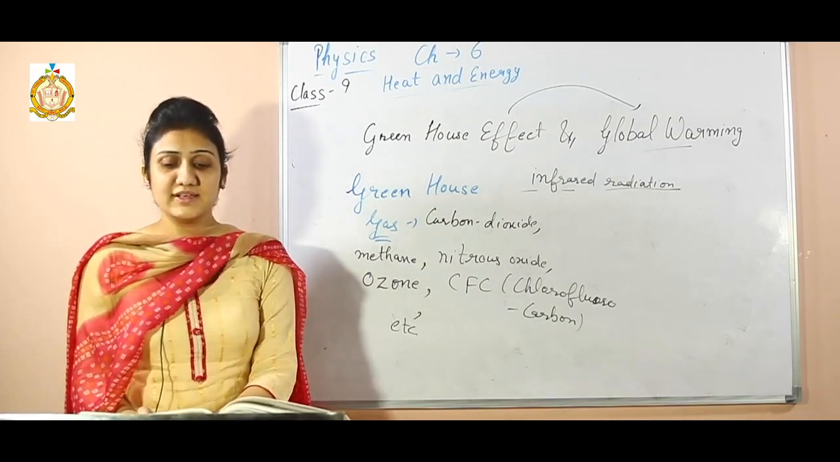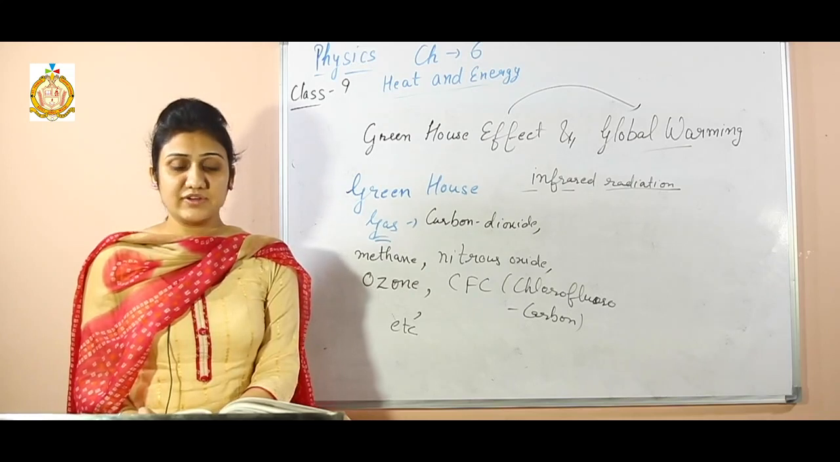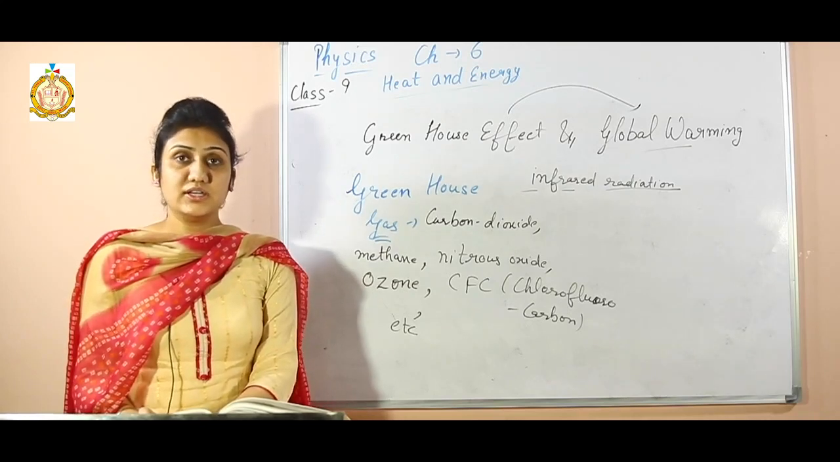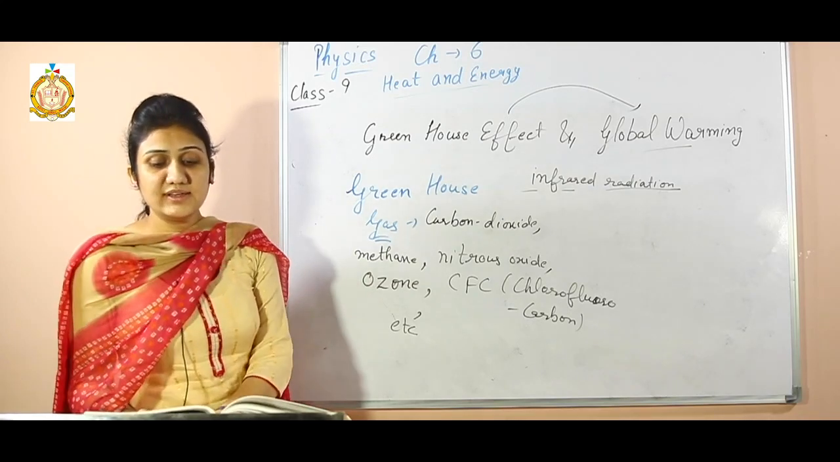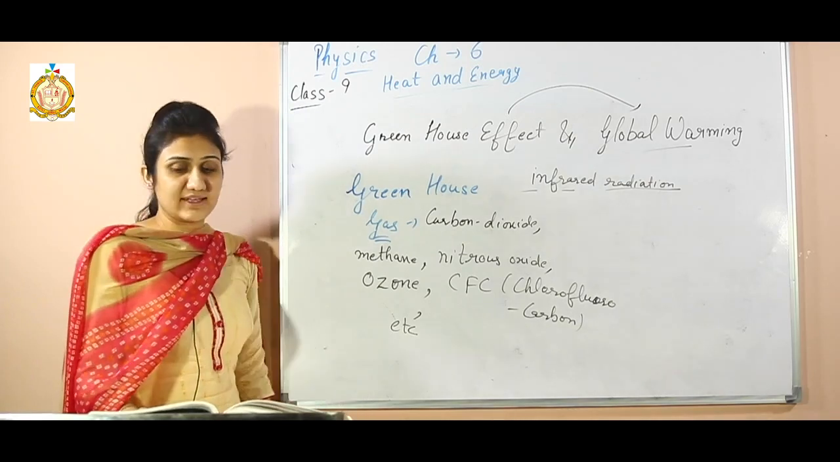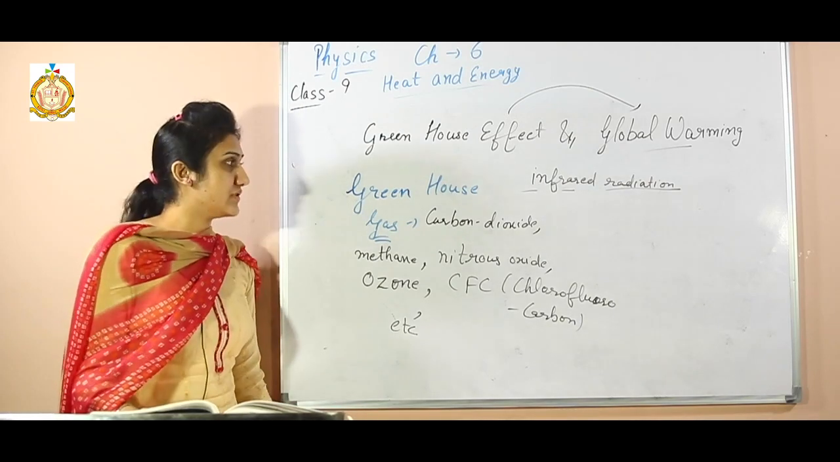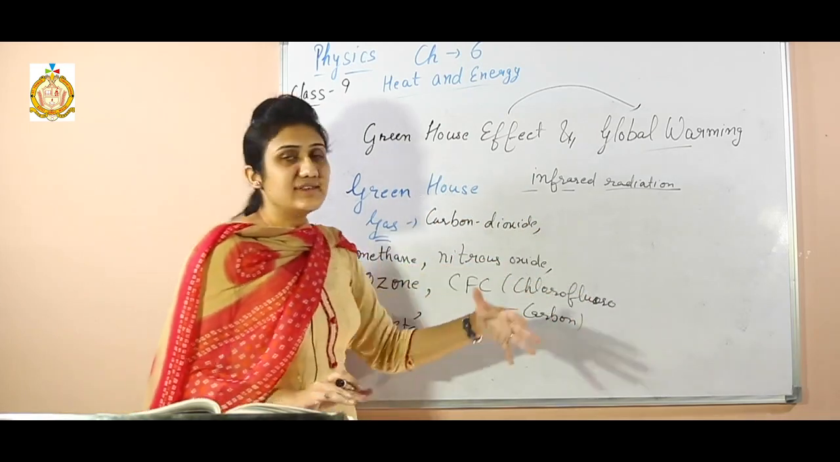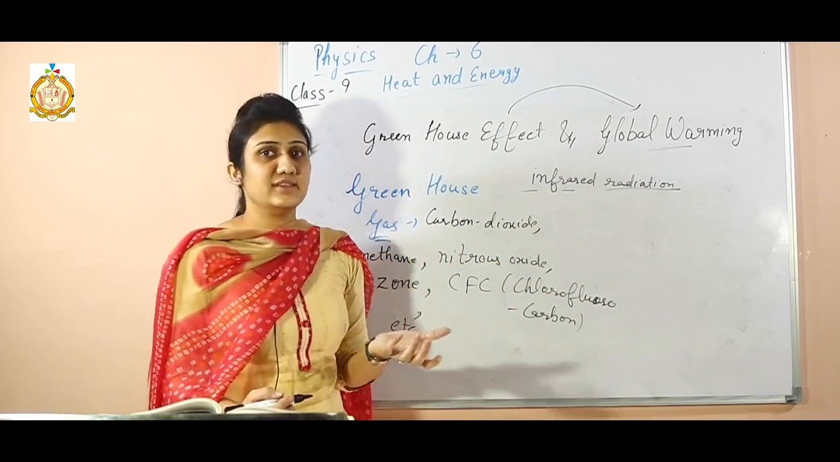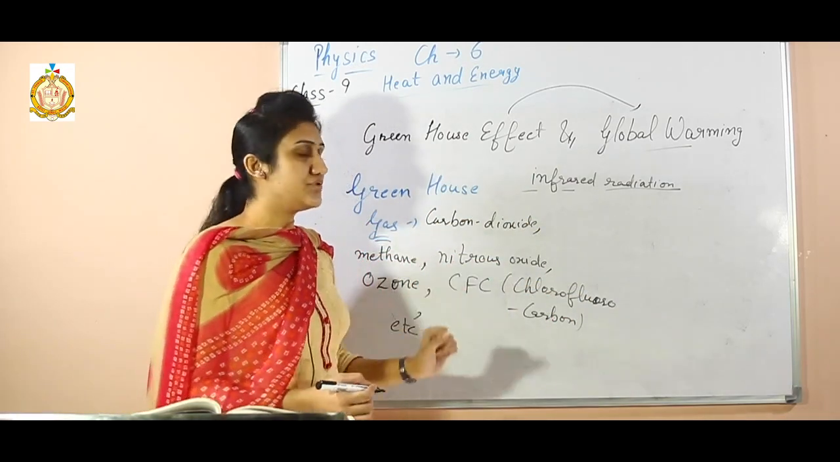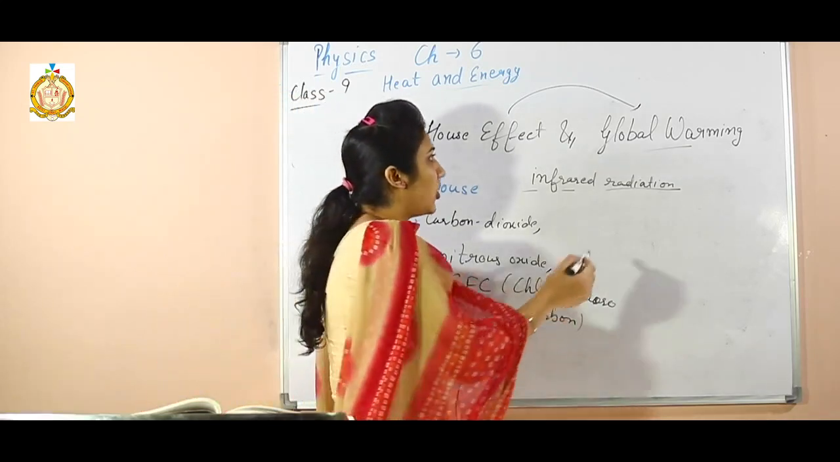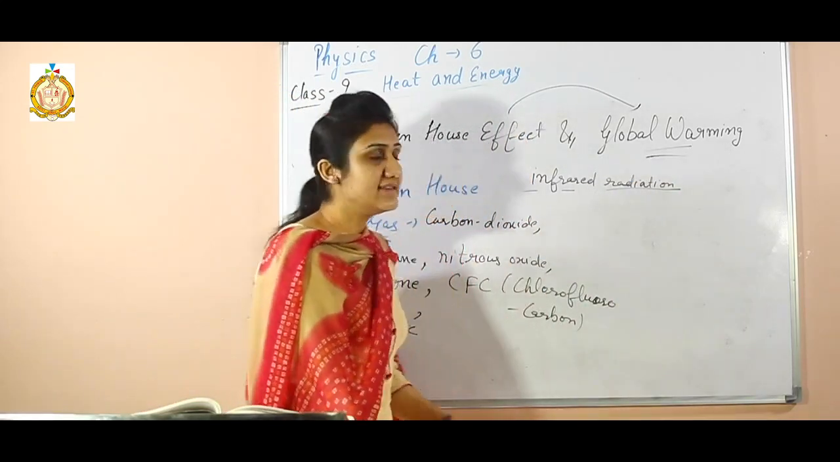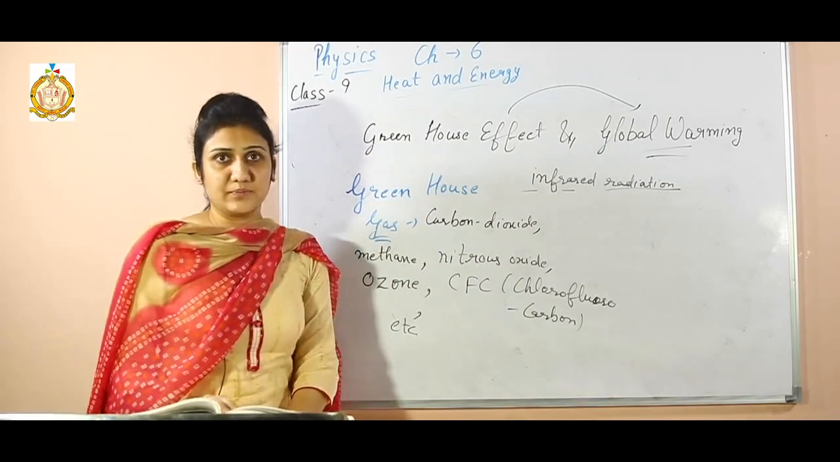Global warming means the increase in average effective temperature near the Earth's surface due to an increase in the amount of greenhouse gases in the atmosphere. So global warming is actually the annual increase in the Earth's temperature, or the temperature of the globe, and the cause for this global warming is the greenhouse effect.